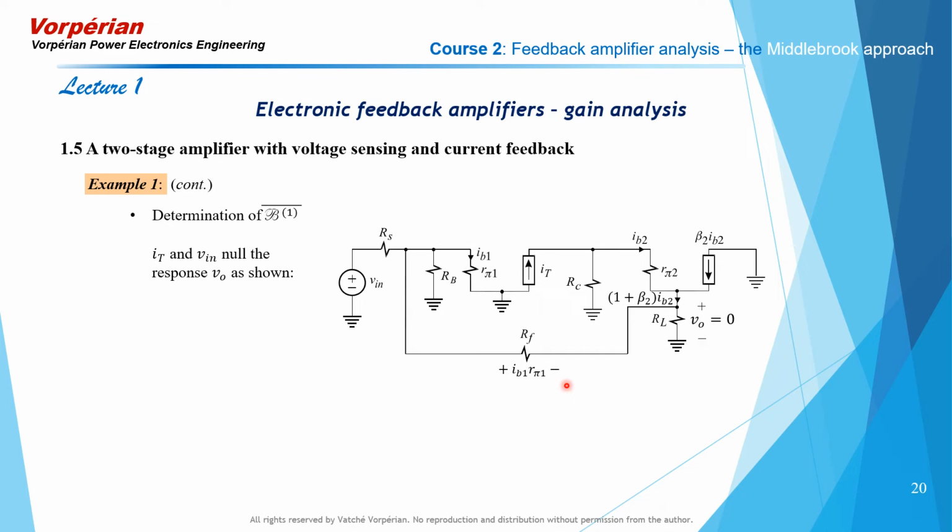That's one result. Another result is that if I null the output voltage there, then the entire emitter current is going to go and flow this way into the feedback path under these null conditions.